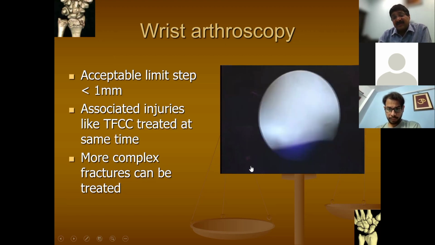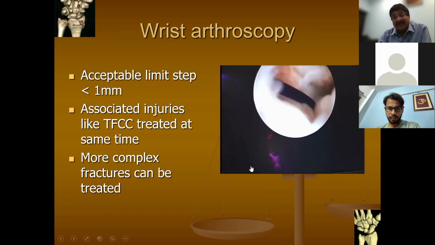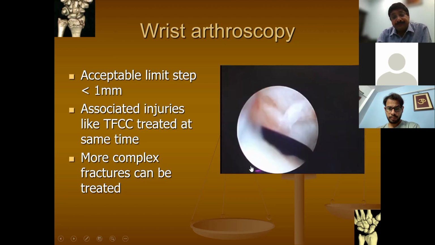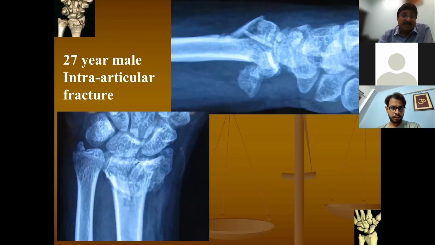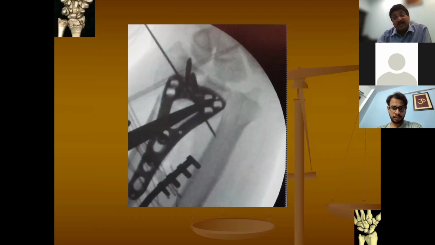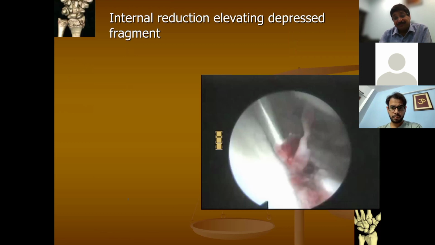So this was one of the cases in which TFCC repair and fracture fixation were done at the same time, and this is an inside out technique. Again, another case, a 27-year-old male, comminuted intra-articular fracture. First, we do a temporary fixation. Then we try to build a reduction over one of the fragments which we have reduced. You can see there is a step. Then we use this as a punch, going under the articular surface, to lift this fracture, but still there is a small amount of step.